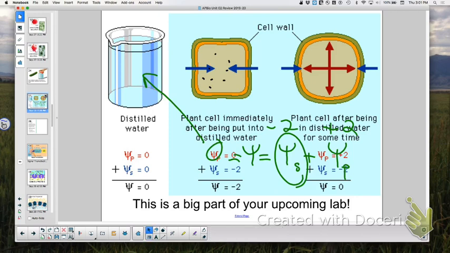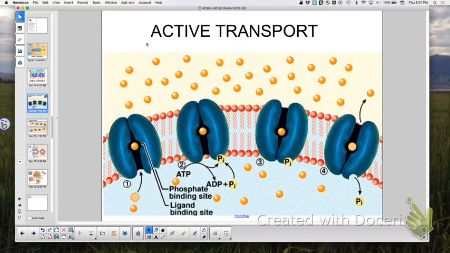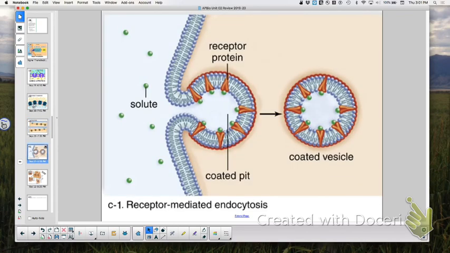Okay, moving on. We talked about using a protein. We talked active transport, like what's the most famous pump we have? The sodium potassium pump. And we talked about endocytosis and exocytosis. Good. And then what was that one? Receptor-mediated endocytosis. Good. This one. Are we okay? All right.